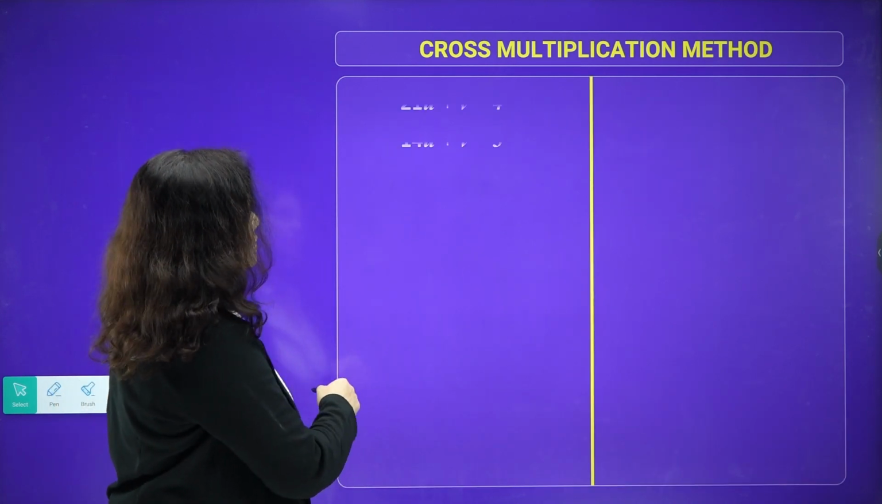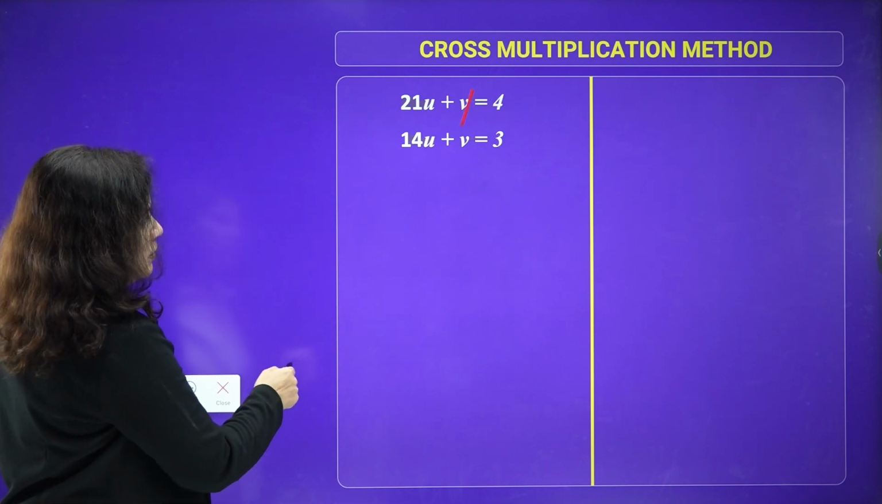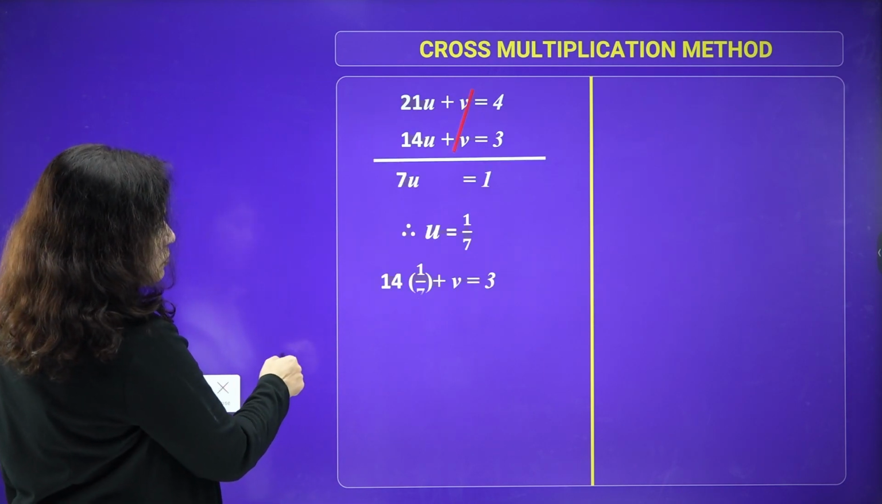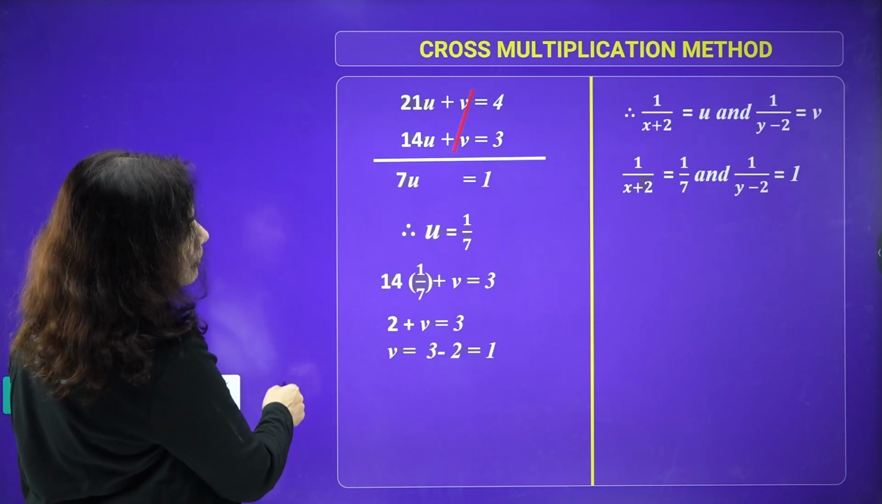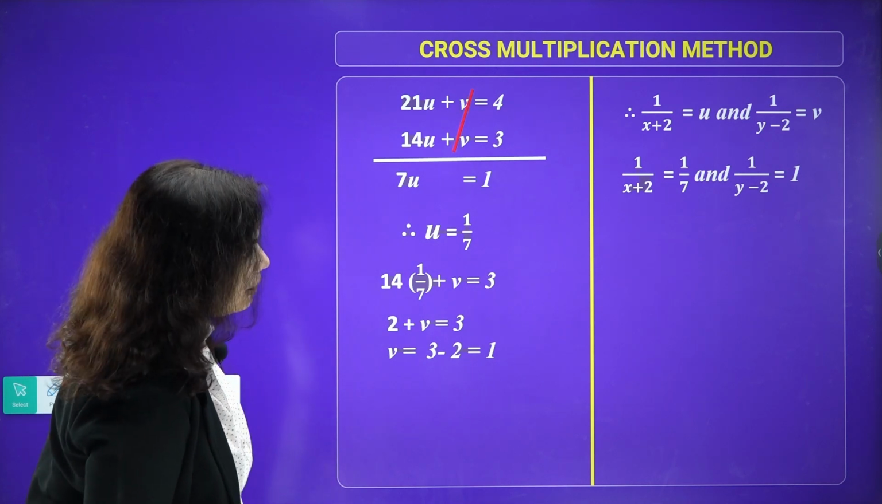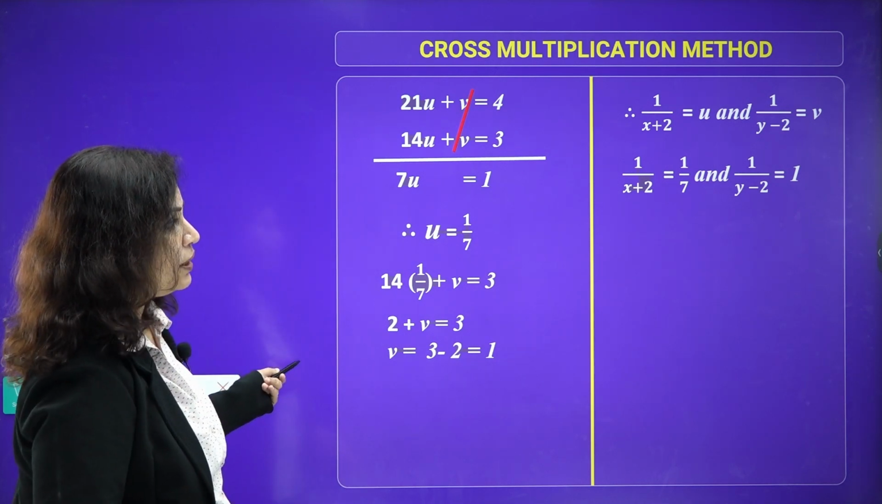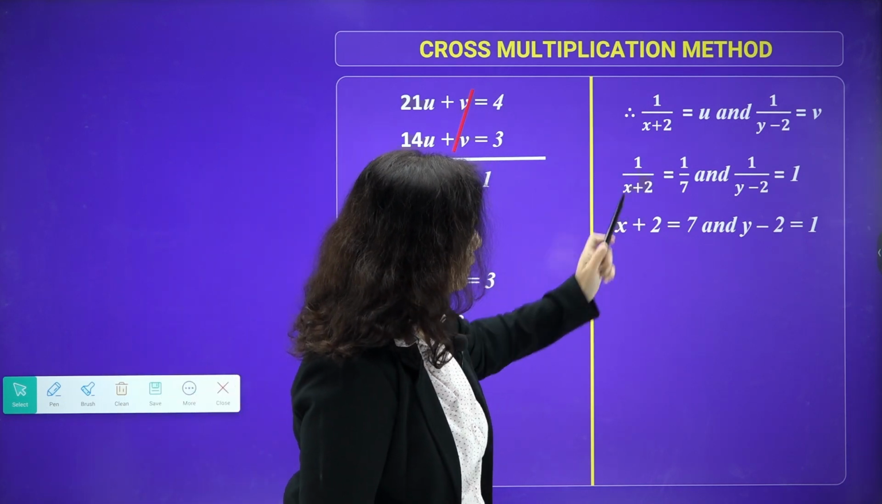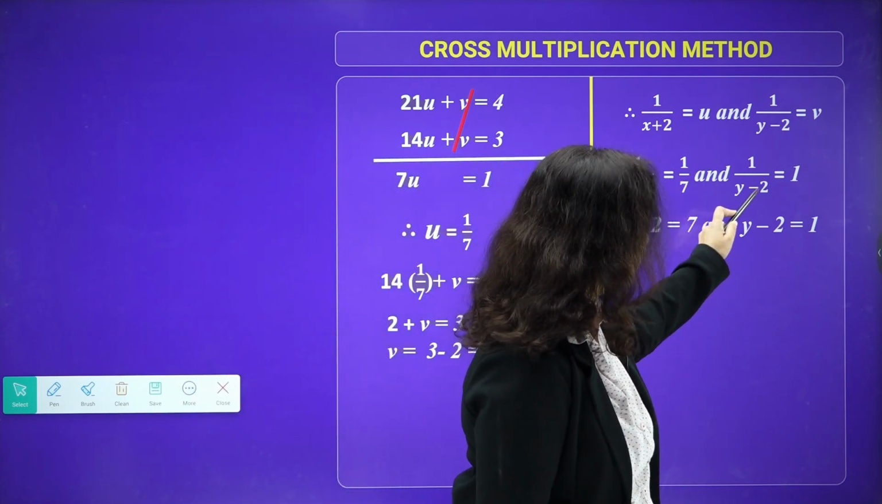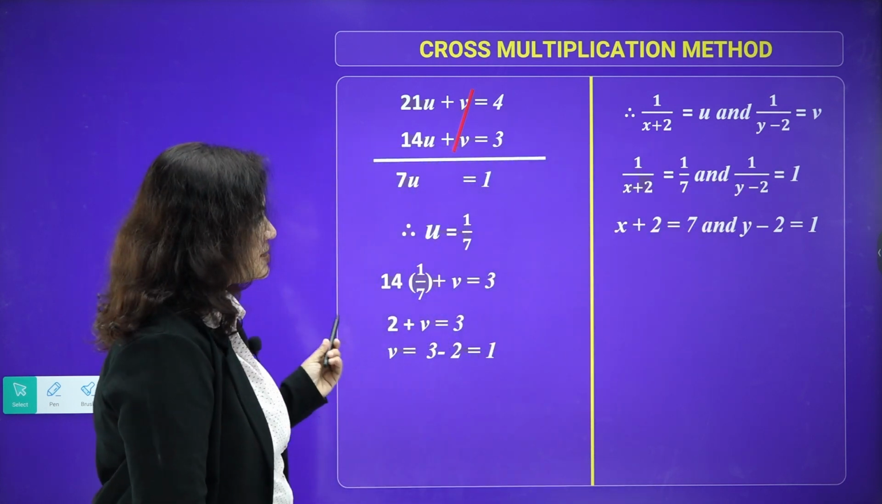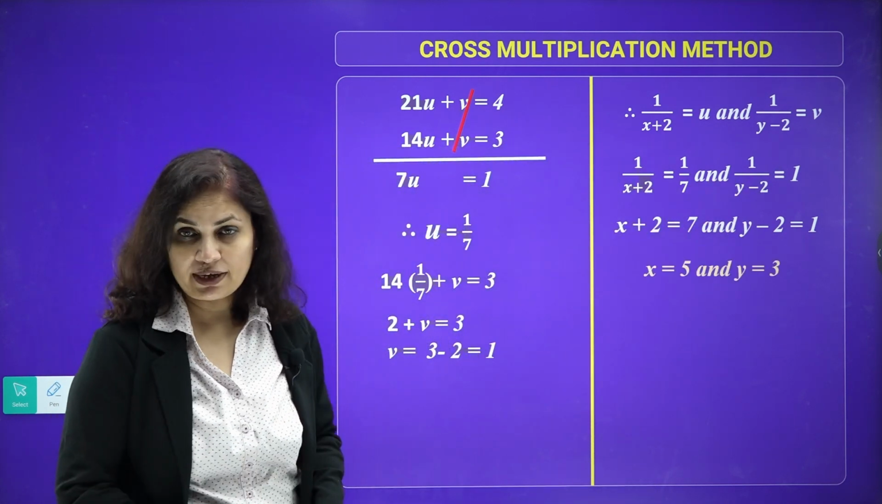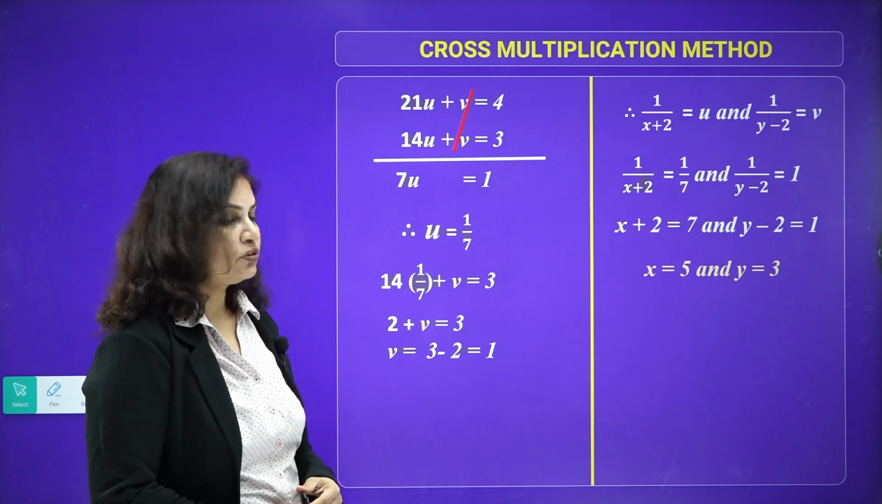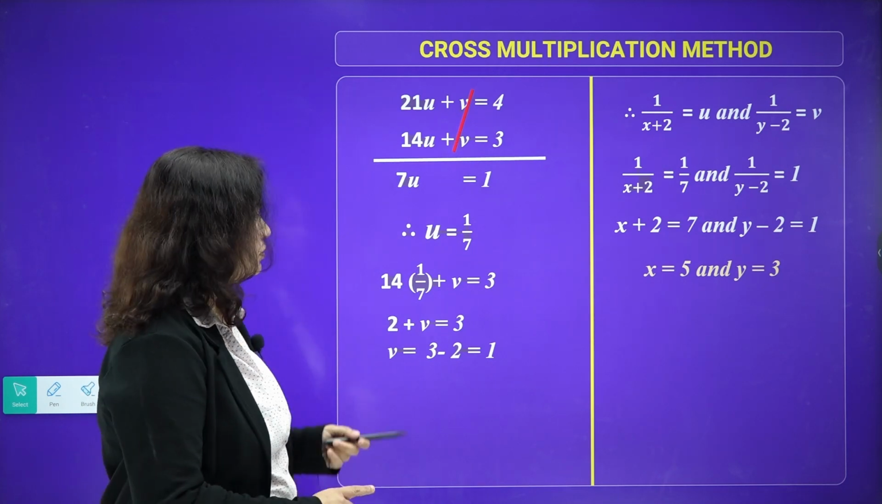Now, what was this v originally? This v was originally 1 upon y minus 2 and u was 1 upon x plus 2. So, putting 1 upon x plus 2 as 1 upon 7 and 1 upon y minus 2 as 1, let us see what values of x and y I get. I get x equal to 5 and y equal to 3.